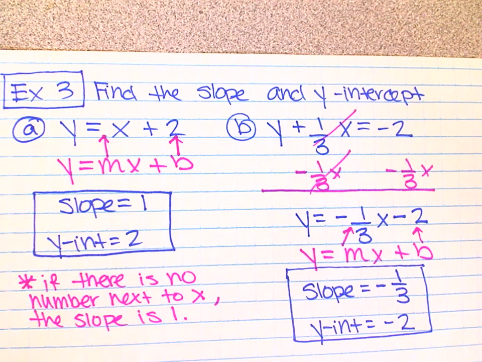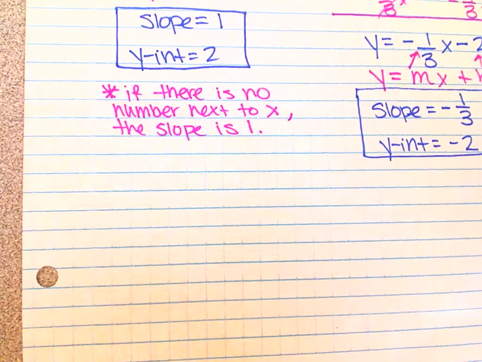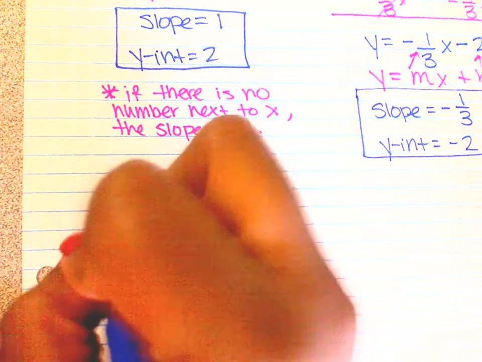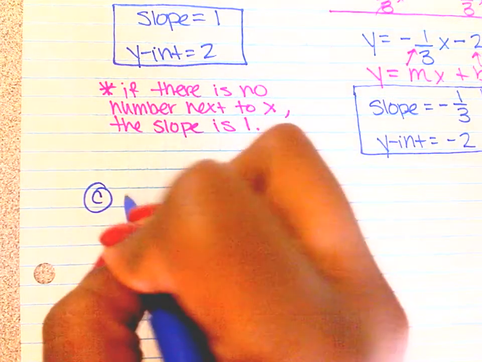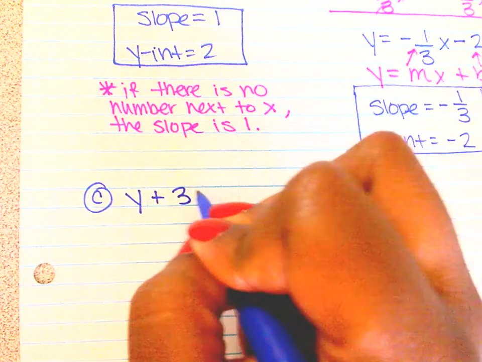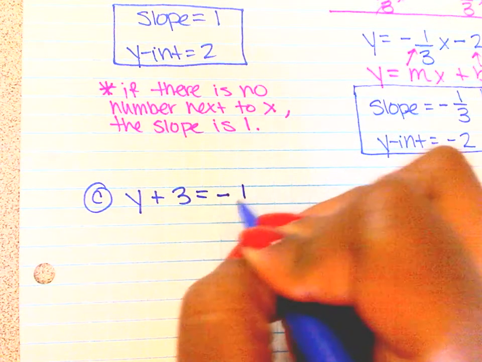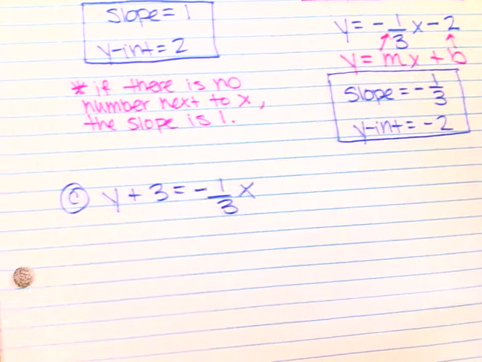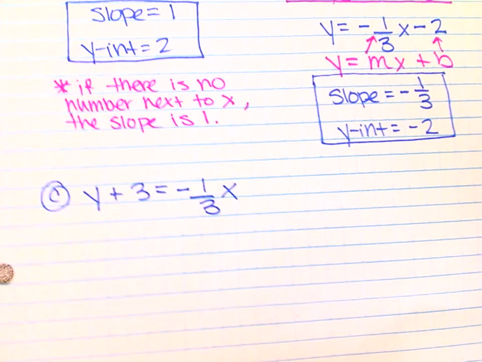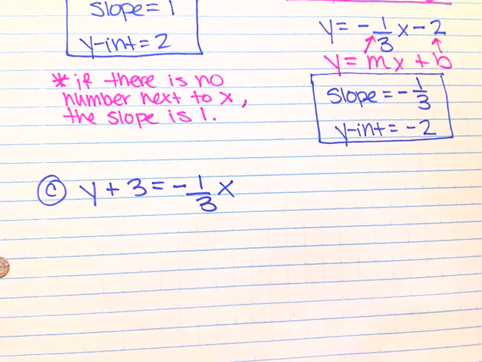All right, I'm going to show you one more example of that, and then we're going to write the steps right next to it so that we have that. Example C, in the same one, y plus 3 equals negative 1/3 x. So right next to it right now, I'm going to write the steps, and you're going to write the steps too so you have them at home. Okay?